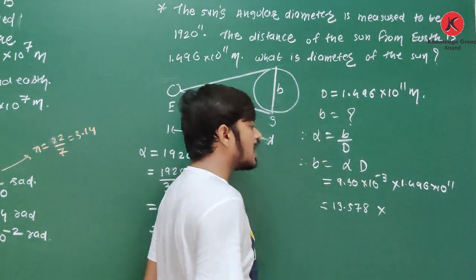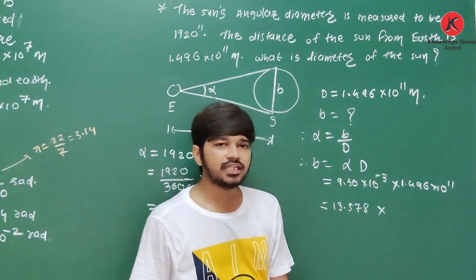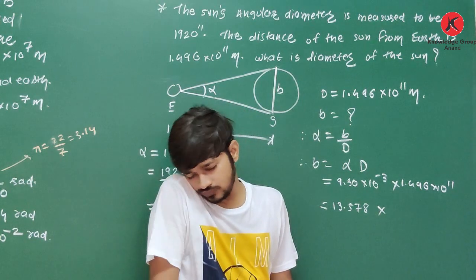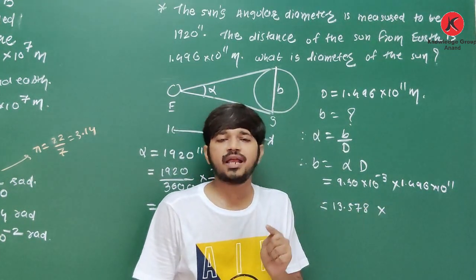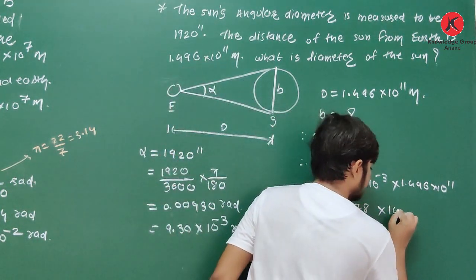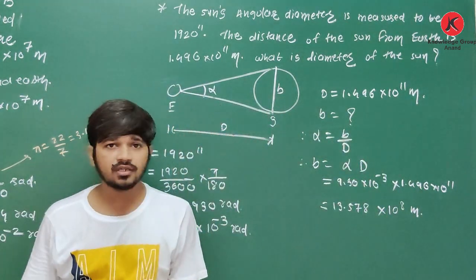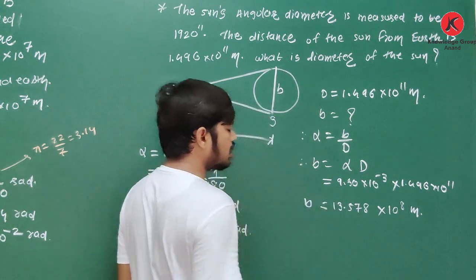13.578 into, how to add the power? 10 raised to 11, 10 raised to minus 3, the base is the same, so add the powers: 11 minus 3, it is 10 raised to 8. It is 10 raised to 8 meter. Clear about this? Yes, it is your right answer.